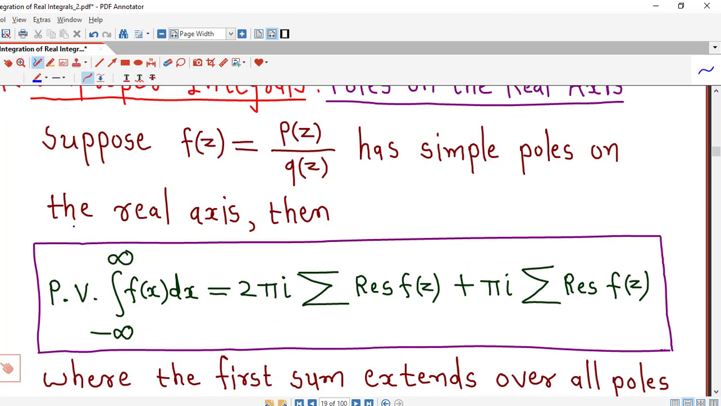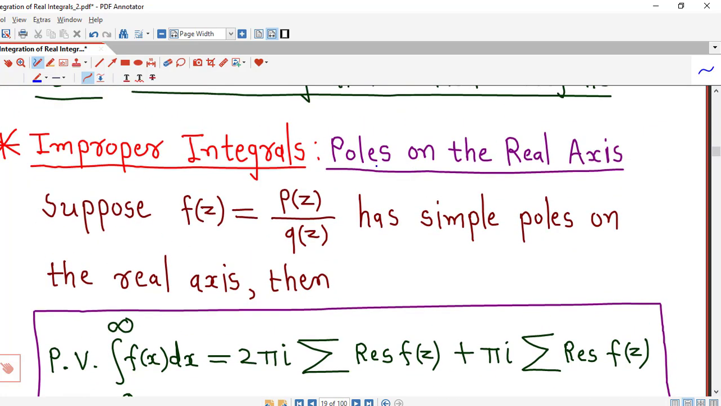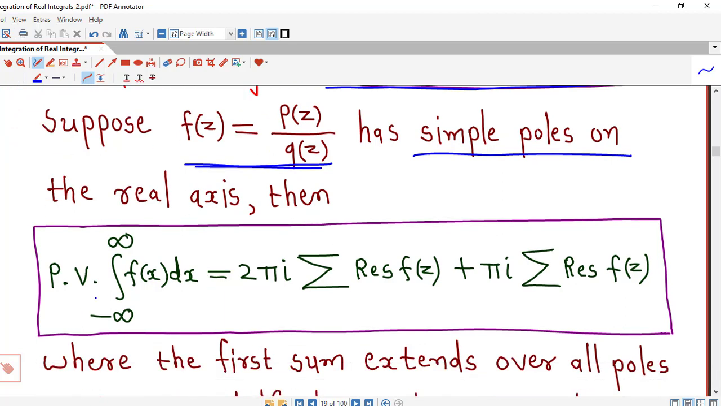For that we have written this result, that is how to find improper integrals or the Cauchy principal value of an improper integral in the case when poles are on the real axis. So suppose our complex function f of z equal to p by q has simple poles on the real axis, then the Cauchy principal value of this improper integral is equal to 2 pi i times the summation of residues of f of z at all the simple poles in the upper half plane plus pi i times the summation of residues of f of z at all the poles on the real axis.